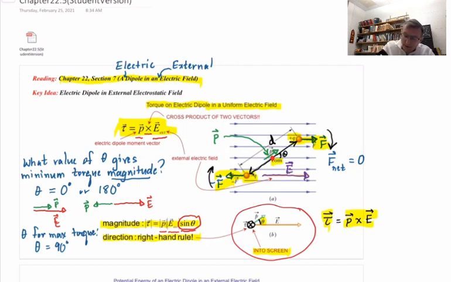So that would mean the greatest tendency to rotate is when the dipole moment, say, is like that, and the external field it's in is like that. That'll give you the biggest tendency to rotate.